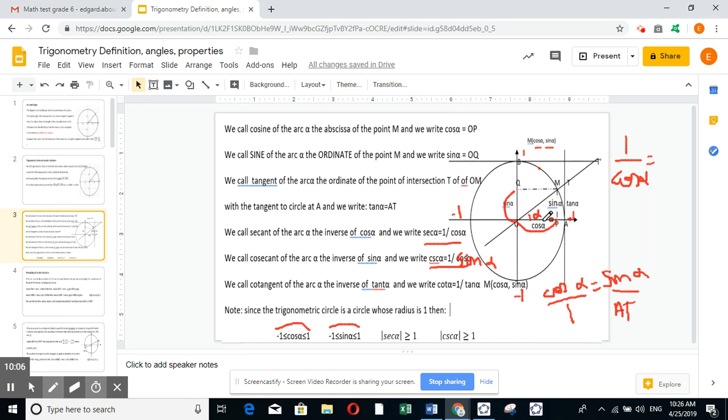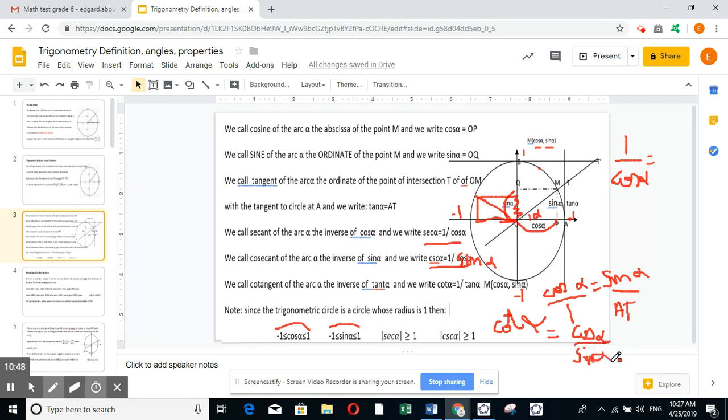So if you have any point on a circle, like here, if you project it, this measure is cosine, this measure here is sine, tangent is sine over cosine, secant alpha is 1 over cosine, cosecant alpha is 1 over sine, and cotangent alpha is 1 over tangent. Because tangent is sine over cosine, cotangent will be cosine over sine. So tangent is sine over cosine, and cotangent is cosine alpha over sine alpha. You need to memorize these.